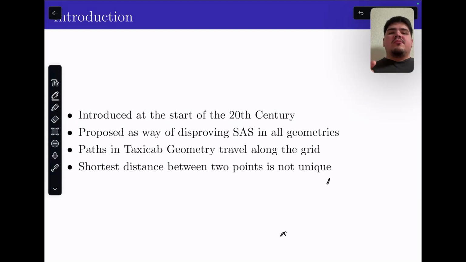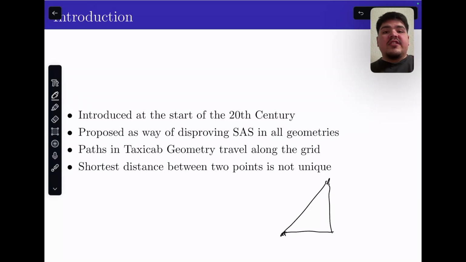Okay, so let's say for example you want to go from point A to point B. So in Euclidean geometry, since you could travel through the grid, you would go directly from point A to point B. In taxicab geometry, you want to imagine kind of that you're driving along a street, okay? You can't go directly through buildings, so you have to go along the streets like this, okay?